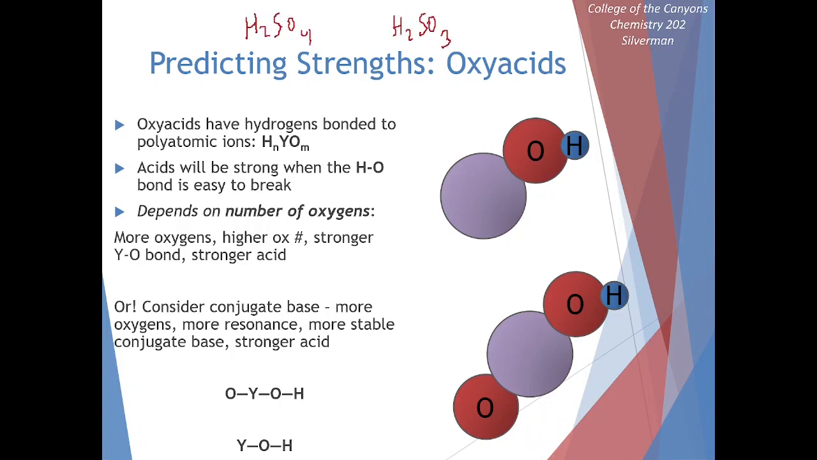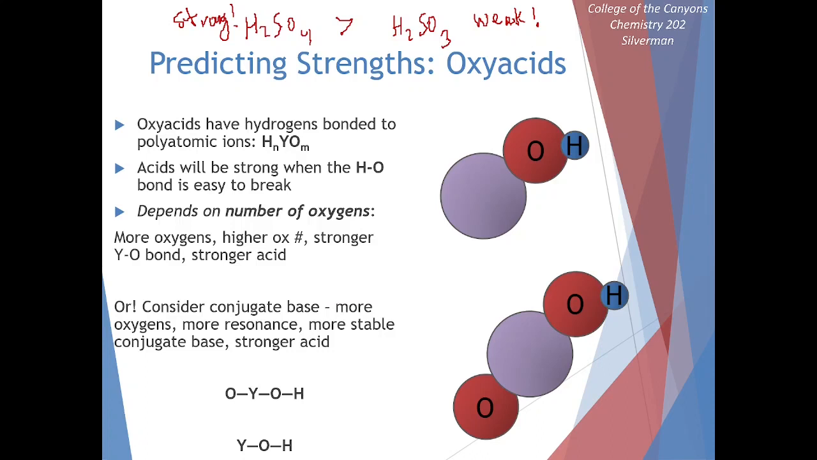An example maybe we already have some intuition about, H2SO4 compared to H2SO3. Which of these is stronger? Well, what do we know? We know that this is actually a strong acid. Sulfuric acid is one of those 6 or 7 strong acids. Sulfurous acid is going to be weak. It's not one of our strong acids. Maybe we already have this knowledge. Now we have some intuition for why that's the case.